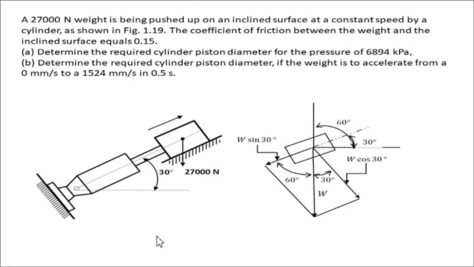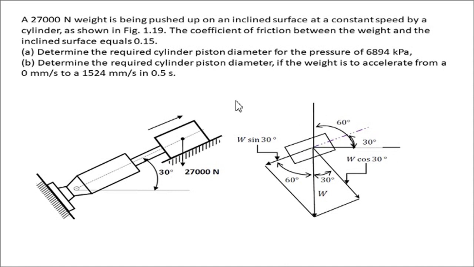Similarly, in this particular numerical we need to find out the diameter of this particular actuator, when we know that it has to lift the block along an inclined surface of 30 degree. The weight of the block is given, that is 27,000 Newton. Okay, first we need to find out the required dimension for which we don't consider acceleration of this block. In the second case we need to consider the acceleration of this block.